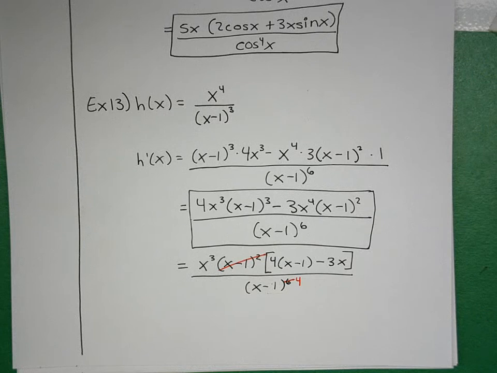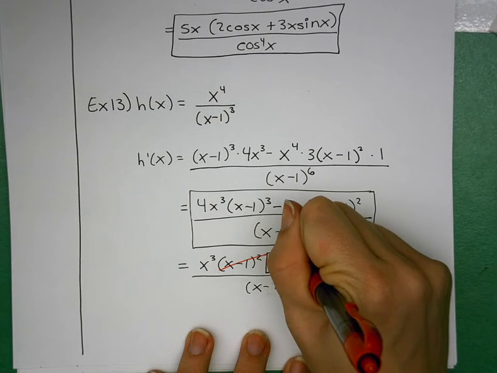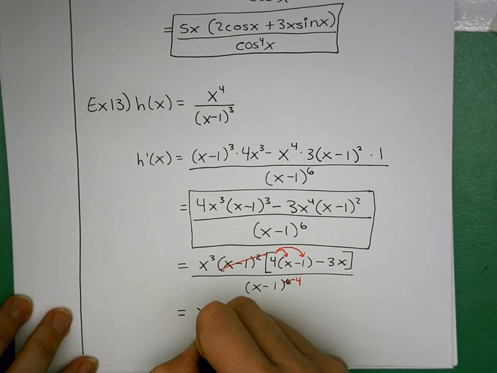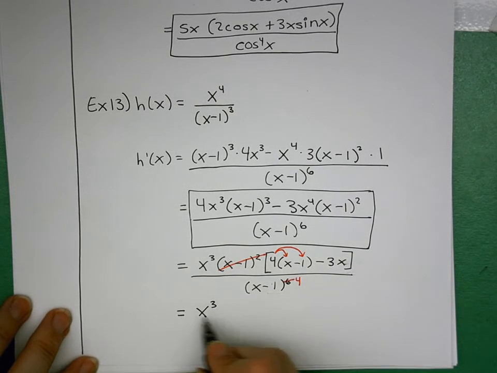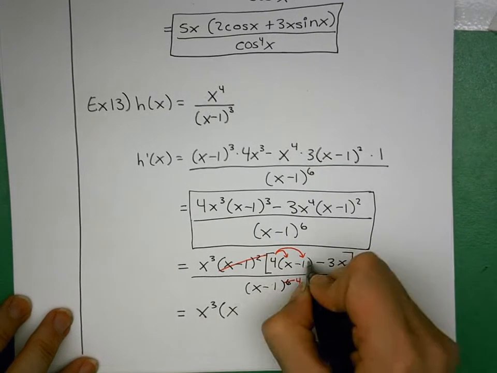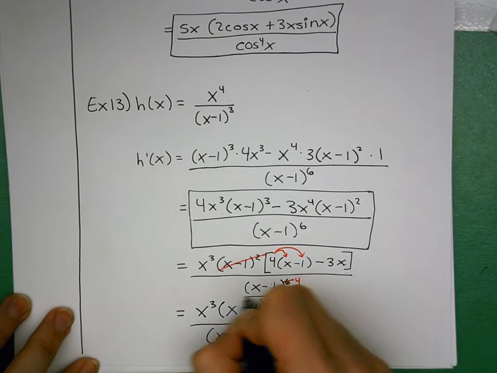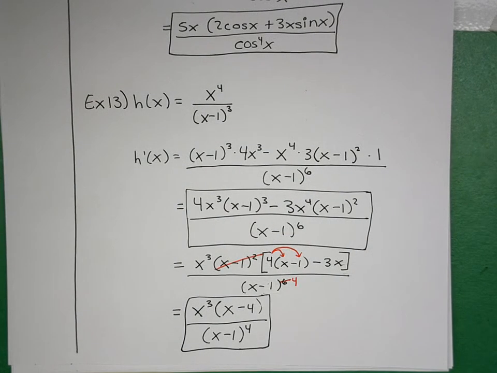Okay. They might have distributed 4x minus 4, which would allow me to combine like terms. 4x minus 3x is 1x, and so chances are that if they factored, they'd probably simplify, they'd probably distribute to combine like terms, leaving me with the x cubed, 4x minus 3x is x, minus 4, all over the quantity of x minus 1 to the 4th. Okay, one more.